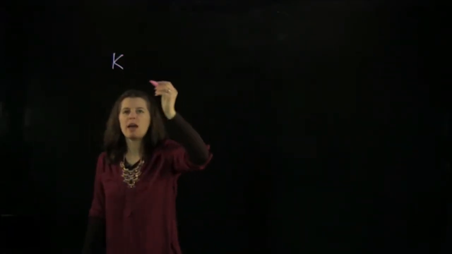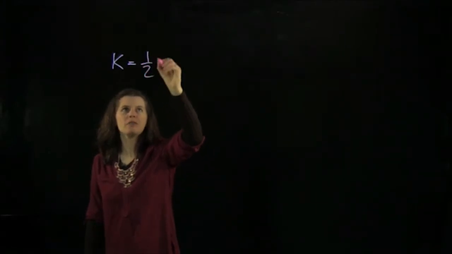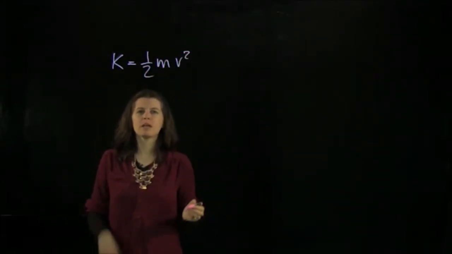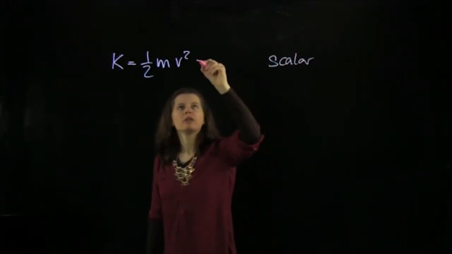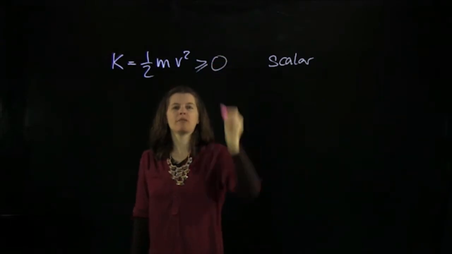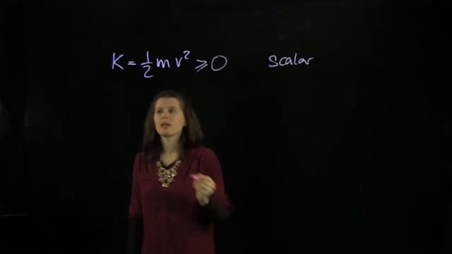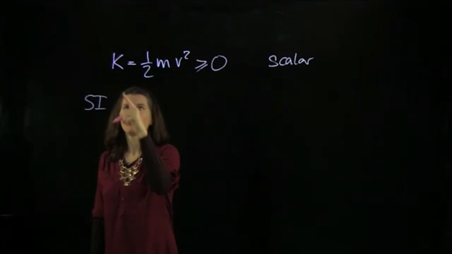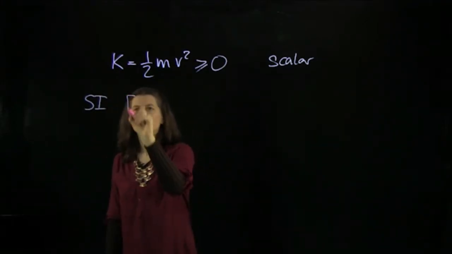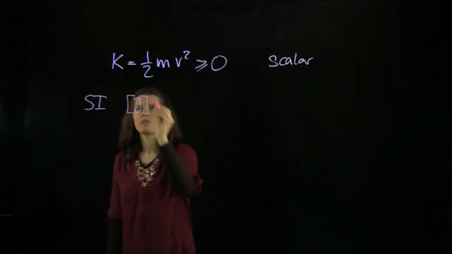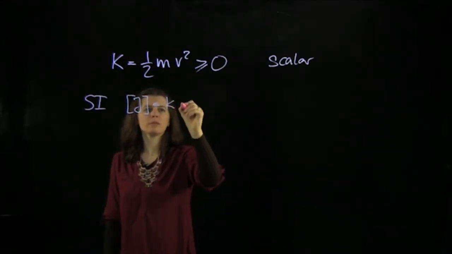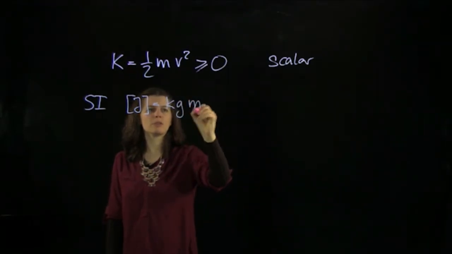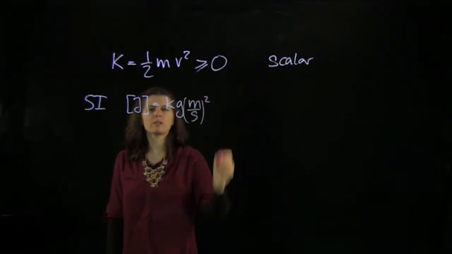Let's talk about kinetic energy. We're calling kinetic energy K, and it's given by 1/2 mv squared. This is a scalar quantity, so it's going to be either 0 or positive. It's never going to be negative. The SI unit for kinetic energy is the joule. So we have 1 joule here for kinetic energy, and the units come from this: kilogram times meter per second squared.